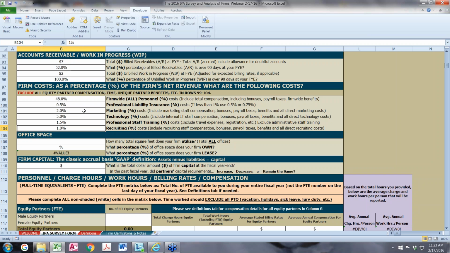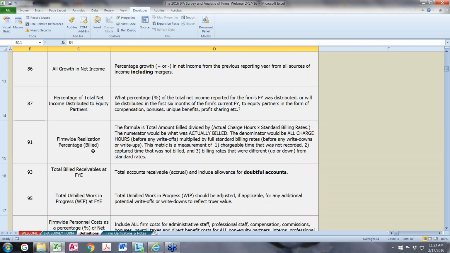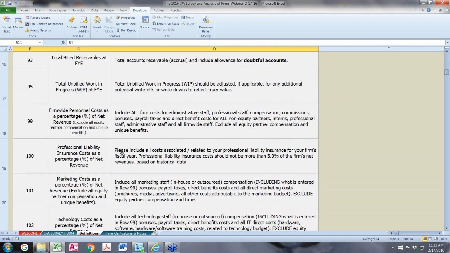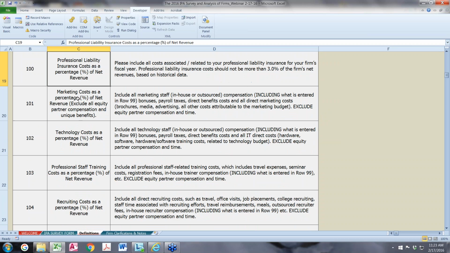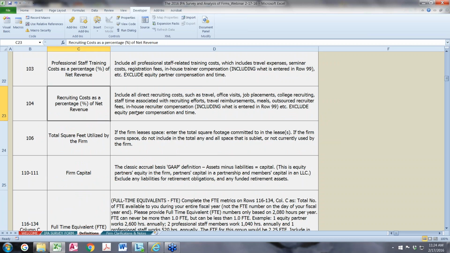For complete definitions of what goes into each bucket, we can take a look at the definitions tab. So starting on row 99, it will tell you what we're looking for in each of the various areas of firm-wide personnel costs in row 99, professional liability insurance costs in row 100, marketing costs in 101, technology costs in 102, professional staff training costs in 103, and recruiting costs in 104.